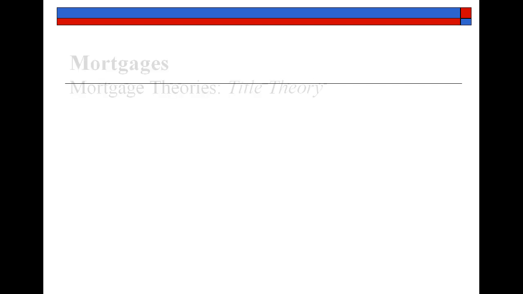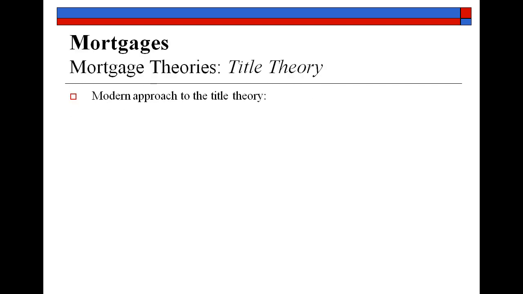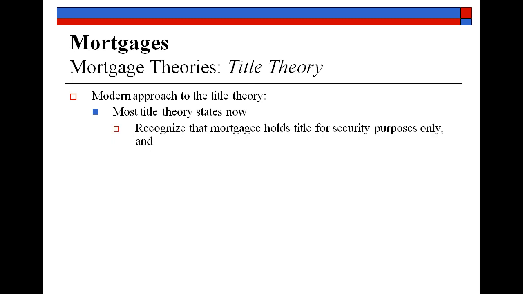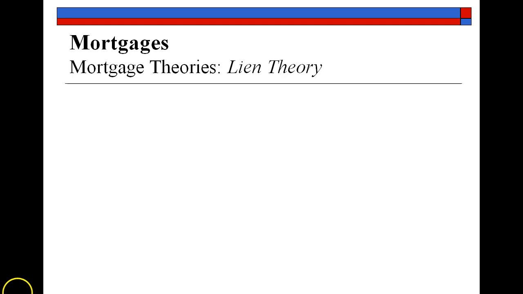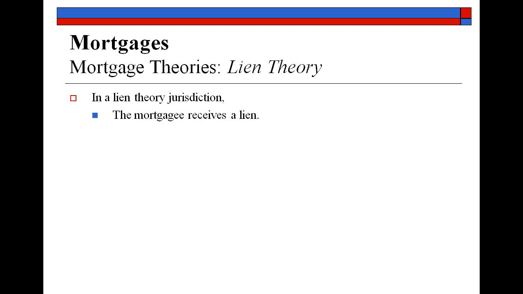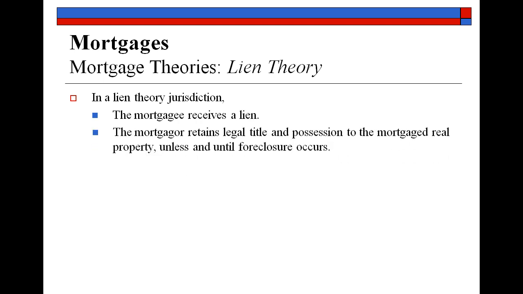There is, however, a modern approach to the title theory, and in a title theory state, some now recognize that the mortgagee holds title for security purposes only, and therefore the mortgagor is viewed as the owner of the land. The second theory is the lien theory. As we learned last semester, in a lien theory jurisdiction, the mortgagee, the lender, receives a lien on the property, and the mortgagor, the borrower, retains legal title and possession of the property unless and until foreclosure occurs. Most states, of course, now adhere to the lien theory.